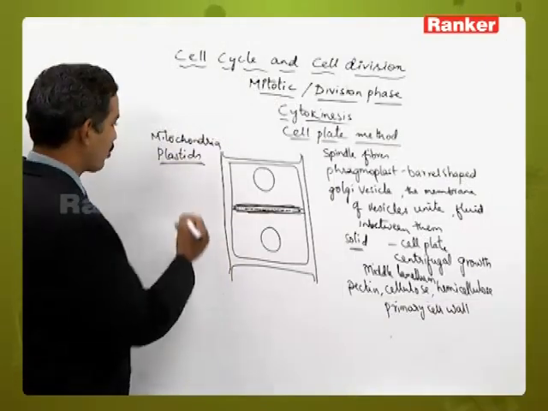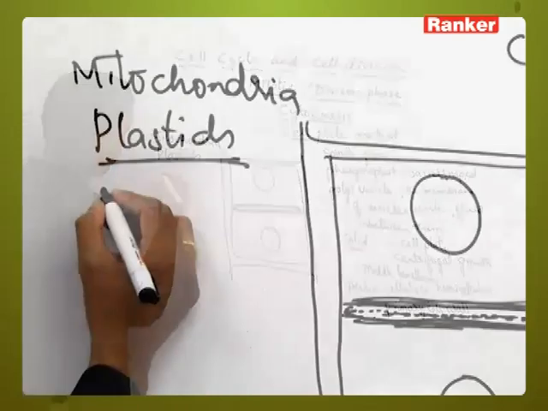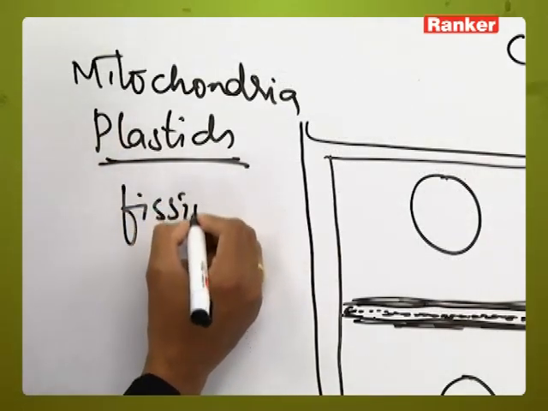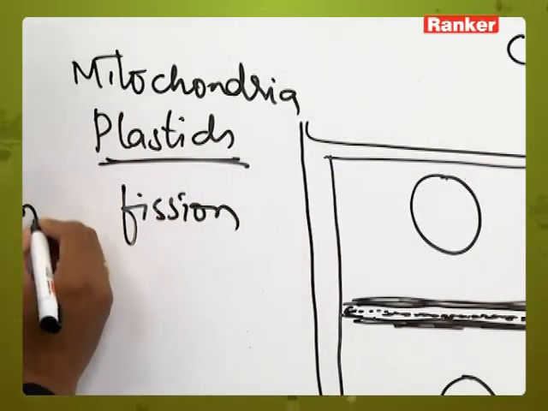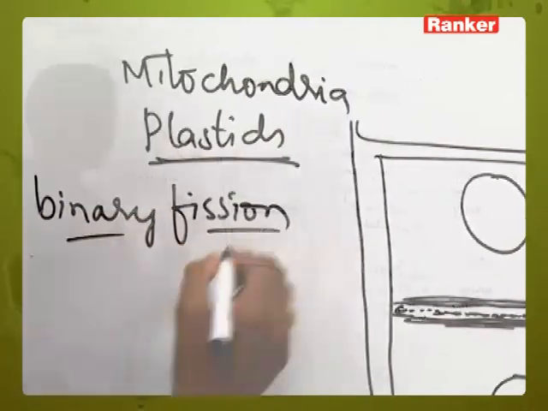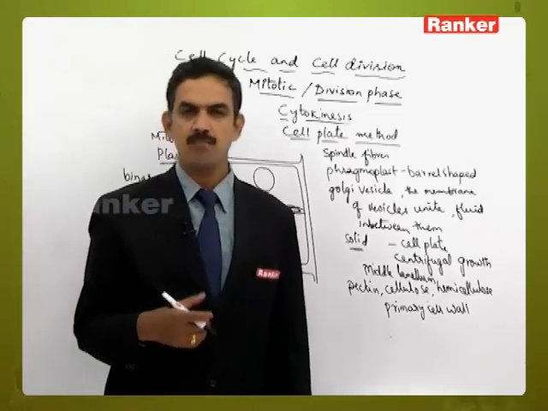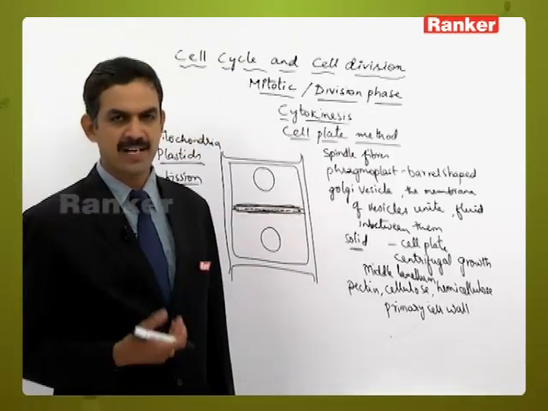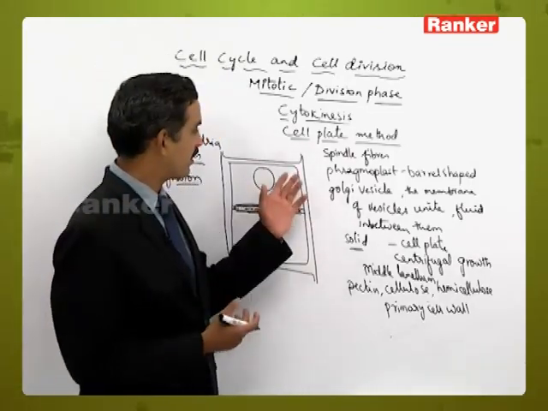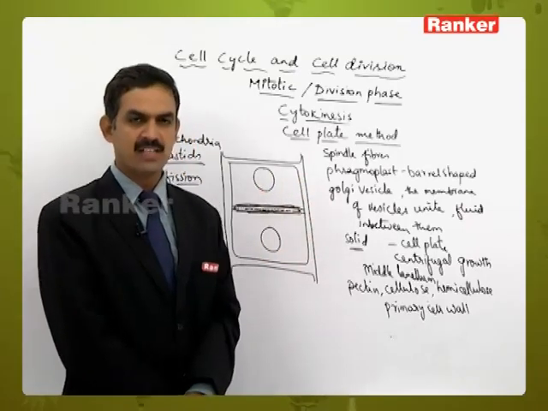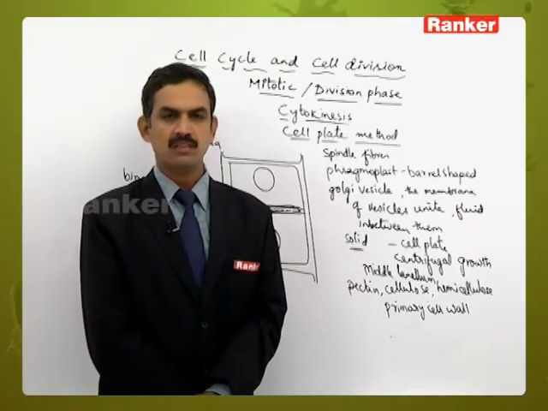The number of these mitochondria and plastids are increased by a process called fission. That is, both of them will undergo binary fission to increase their number. So proplastids are the structures which give rise to the plastids by increasing their size and structure. Likewise, these are the changes that take place during the entire process of cytokinesis.